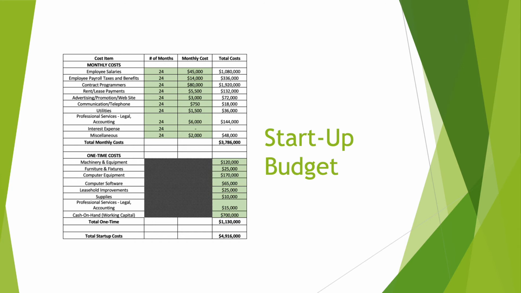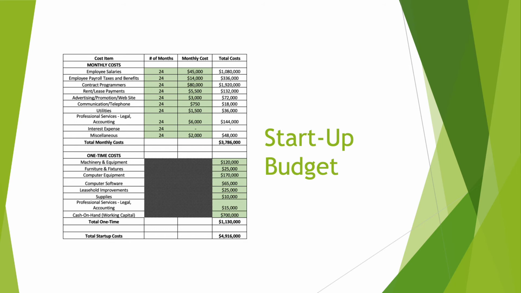Within the monthly costs category, we have broken down the budget for each monthly cost item according to a span of 24 months. Each monthly cost is highlighted in green to the right of the number of months column. The farthest column to the right has the complete total payment of each individual monthly cost item over the course of 24 months. You will also see in bold the total monthly costs, which add up to $3,786,000.